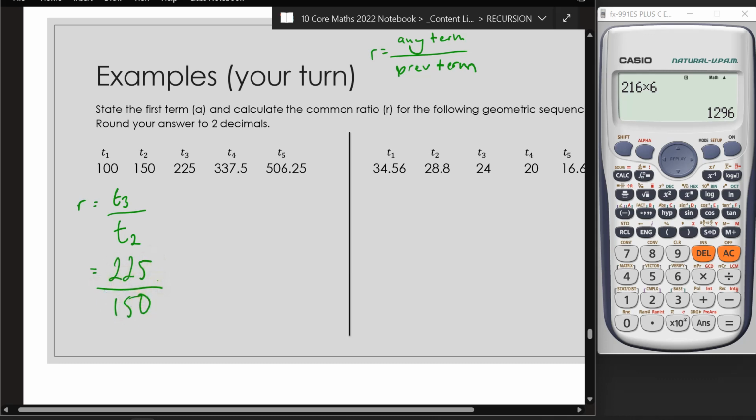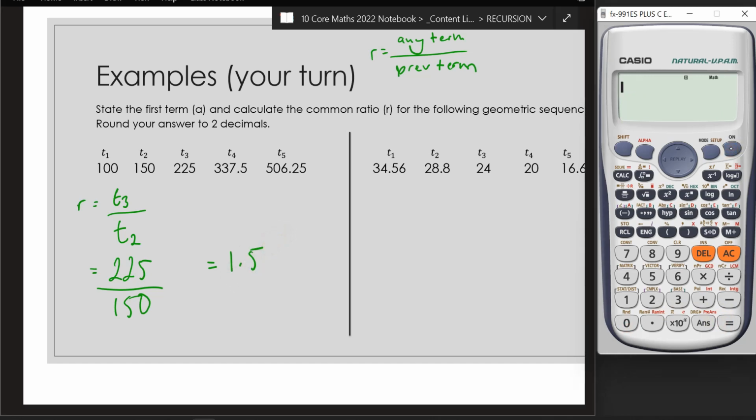Now, you can also assume, or at least make some judgments, on whether or not the common ratio is going to be bigger than 1 or less than 1. Remember what I said. If your terms are increasing, your ratio is going to be greater than 1. But in the next example, if it's decreasing, it's going to be less than 1, some sort of decimal. So in this case, your answer should be a number that's greater than 1. Let's put that in a calculator. 225 divided by 150 equals 1.5. So the ratio should be 1.5.